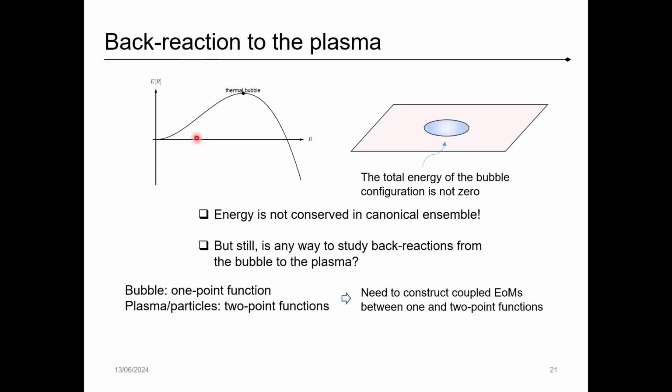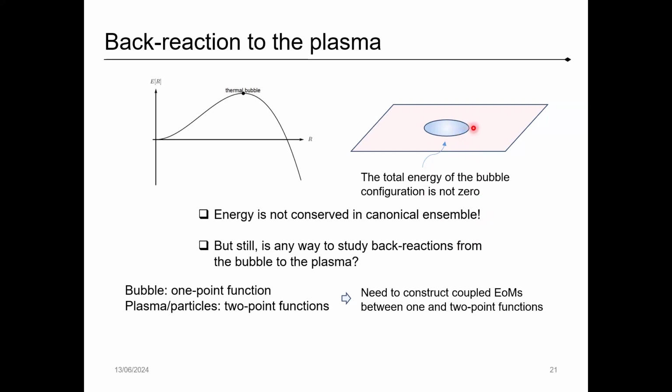So again, let's go back to the bubble nucleation at finite temperature. As I said, the bubble energy is not zero, the total energy of the field configurations. Imagine you have a plasma, indicated by the red color, and suddenly at some point you have a bubble nucleation here. From my naive intuition, the temperature in this region will probably decrease a little bit. Well, as we know, energy is not necessarily conserved in the canonical ensemble, which is how you define the temperature. But still, I feel there should be some backreaction effects.